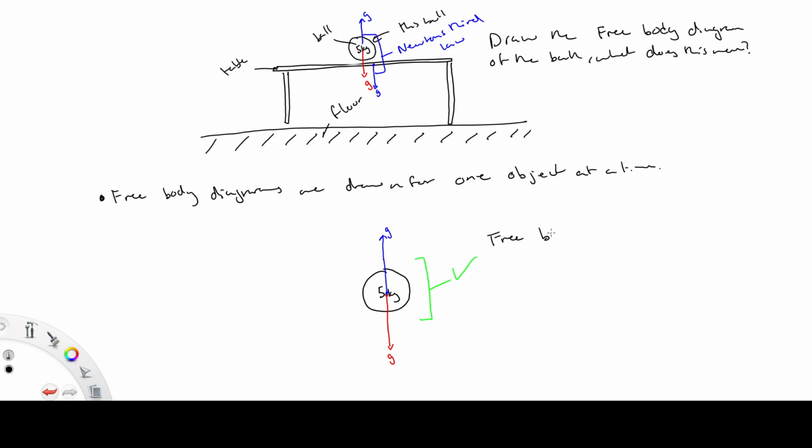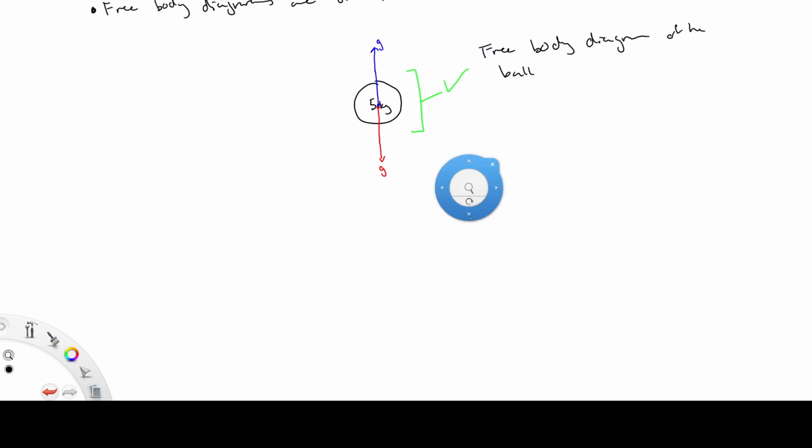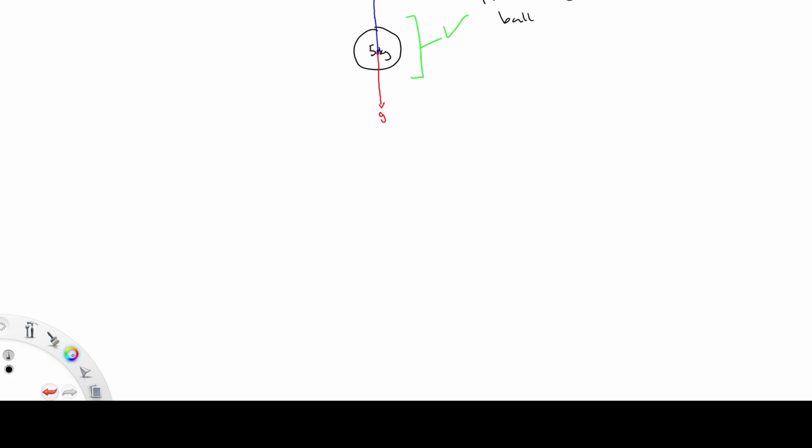This is the free body diagram of the ball. Now I'm going to draw the free body diagram of the table. Now the table looks like this. Here we have the table, right?